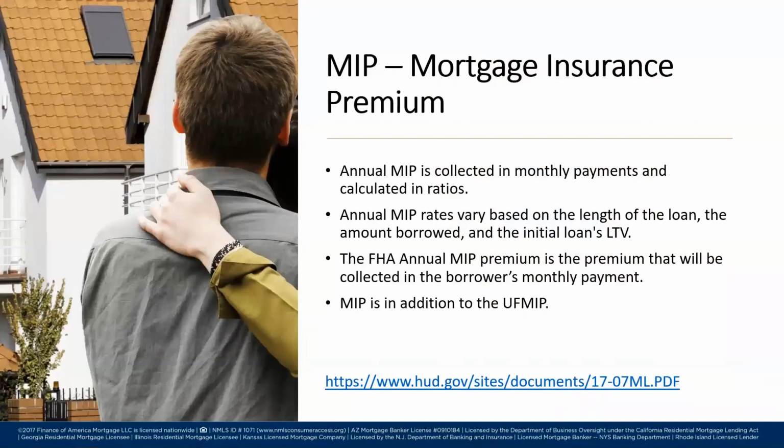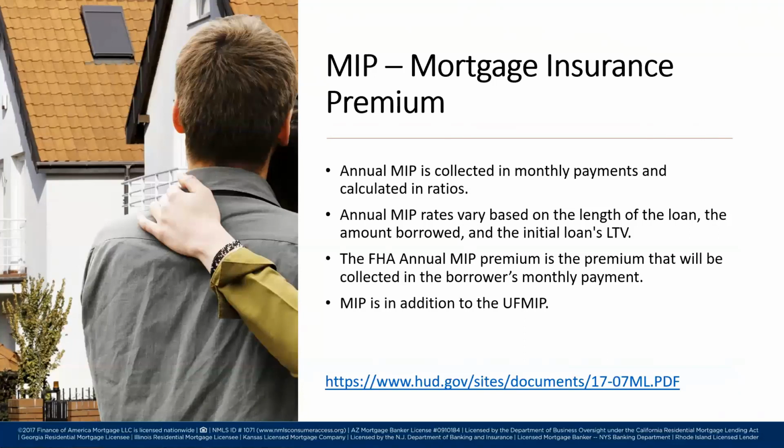For the MIP, or the mortgage insurance premium, this is annual MIP. It's collected in monthly payments, and this is calculated into the ratios. Your annual MIP rates vary based on the length of the loan, the amount that's borrowed, and the initial loan's LTV.